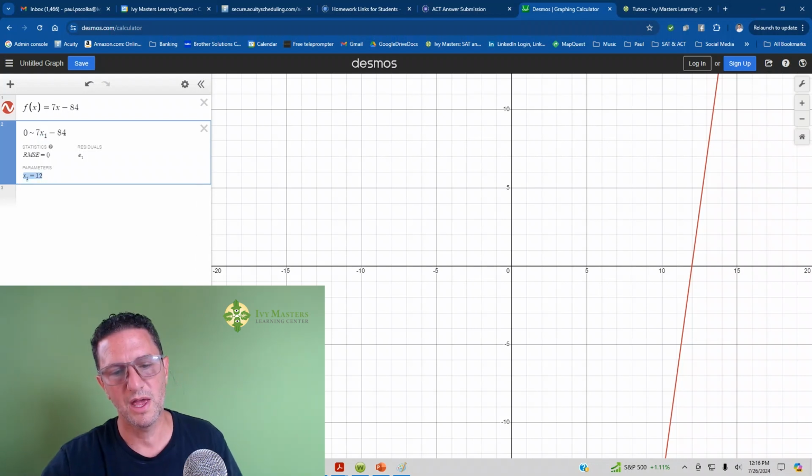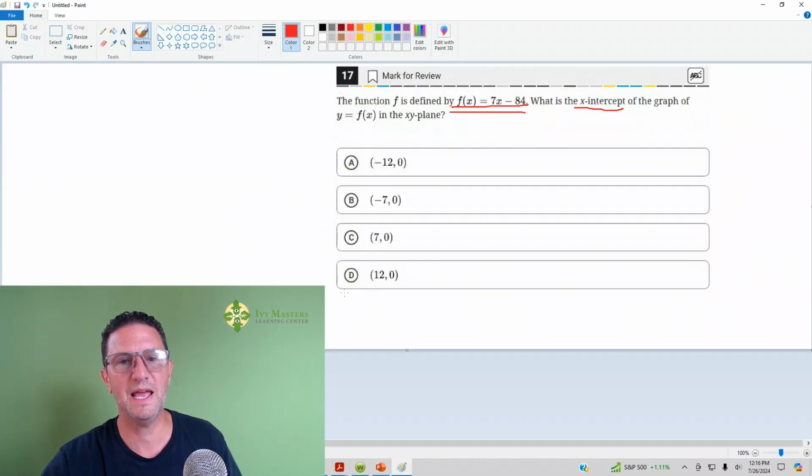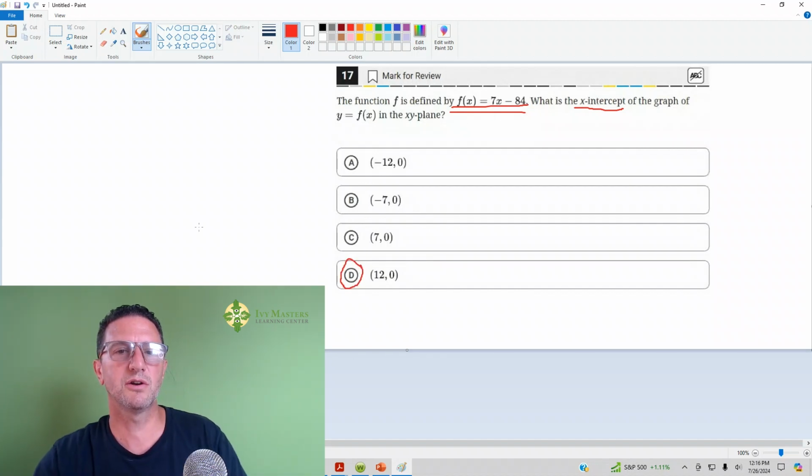x1 is 12. And then lastly, you could do it by hand by just adding 84 to both sides and then dividing both sides by 7. Any one of those three ways, you get 12, 0.